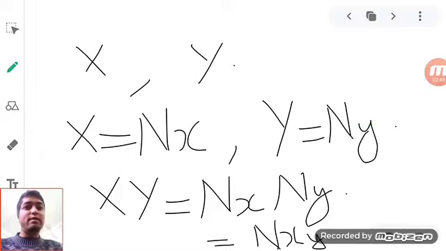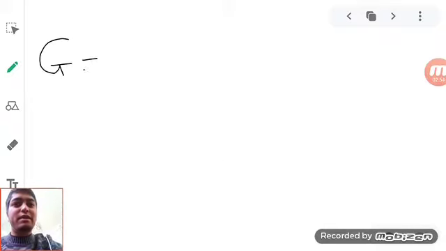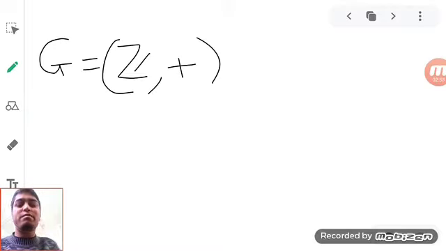So let us look at an example. Let us have G to be the set of integers with respect to plus. Because G is abelian, every subgroup of G is normal. So let us take a subgroup of G. That subgroup will automatically be normal because G is abelian. So let us have N.